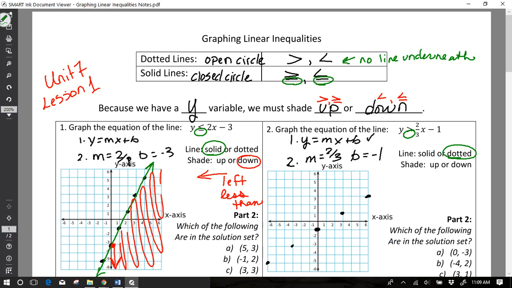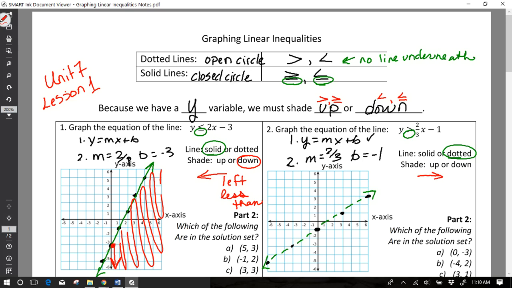Let's look at number 2. Oops, I forgot to actually draw my dotted line. Let me do that now. Okay, so there's my dotted line. And now let's determine, is this line going to be shaded up or down? Okay, so that's my inequality.